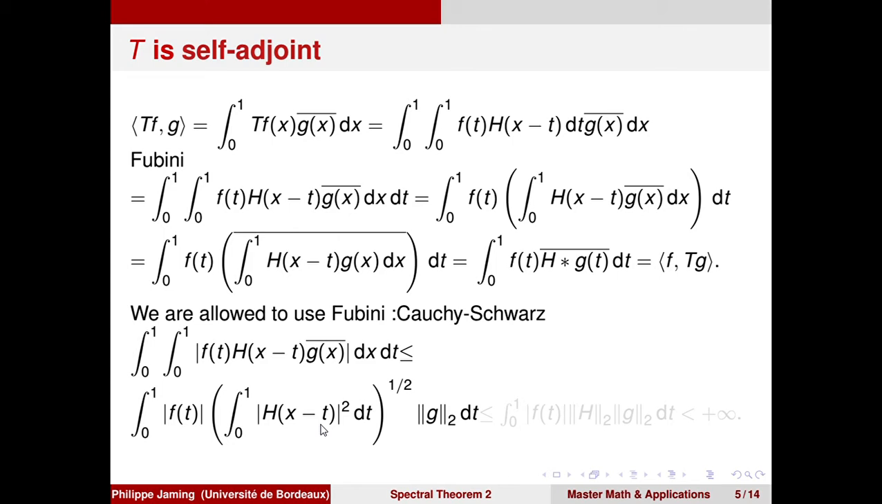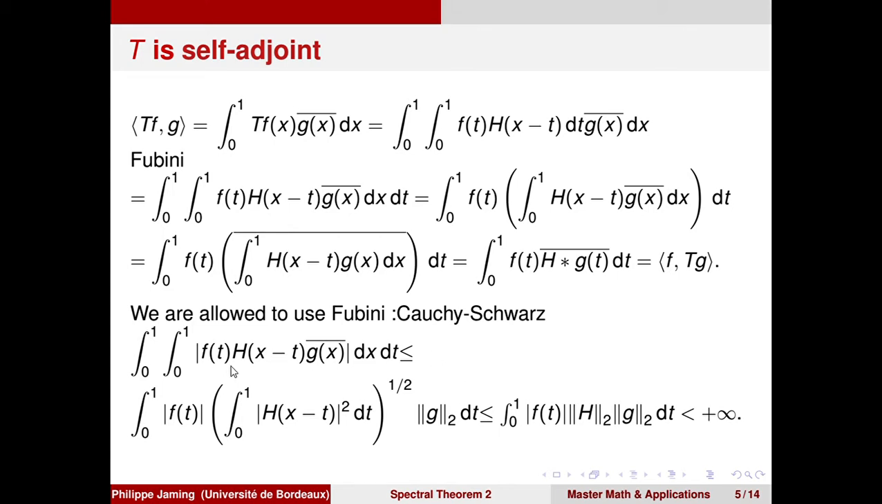Therefore, we get an integral with bound depending on x, but over a full period. So we can remove this bound. And we get that this is just integral of 0,1 of f of t, norm h2, norm g2 dt, which is finite because if f is in L2, f is also in L1 of the torus, thanks to Cauchy-Schwarz again.